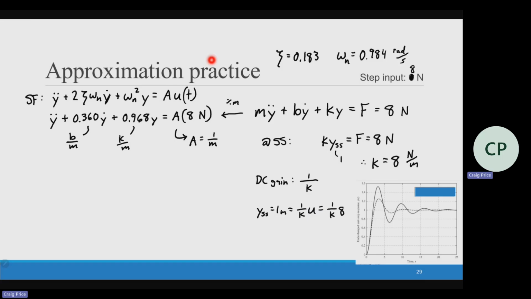If k is equal to 8, now I can take that and plug it into the other ones. Now we can solve for mass and we can solve for B. They're not going to be 1. Right?